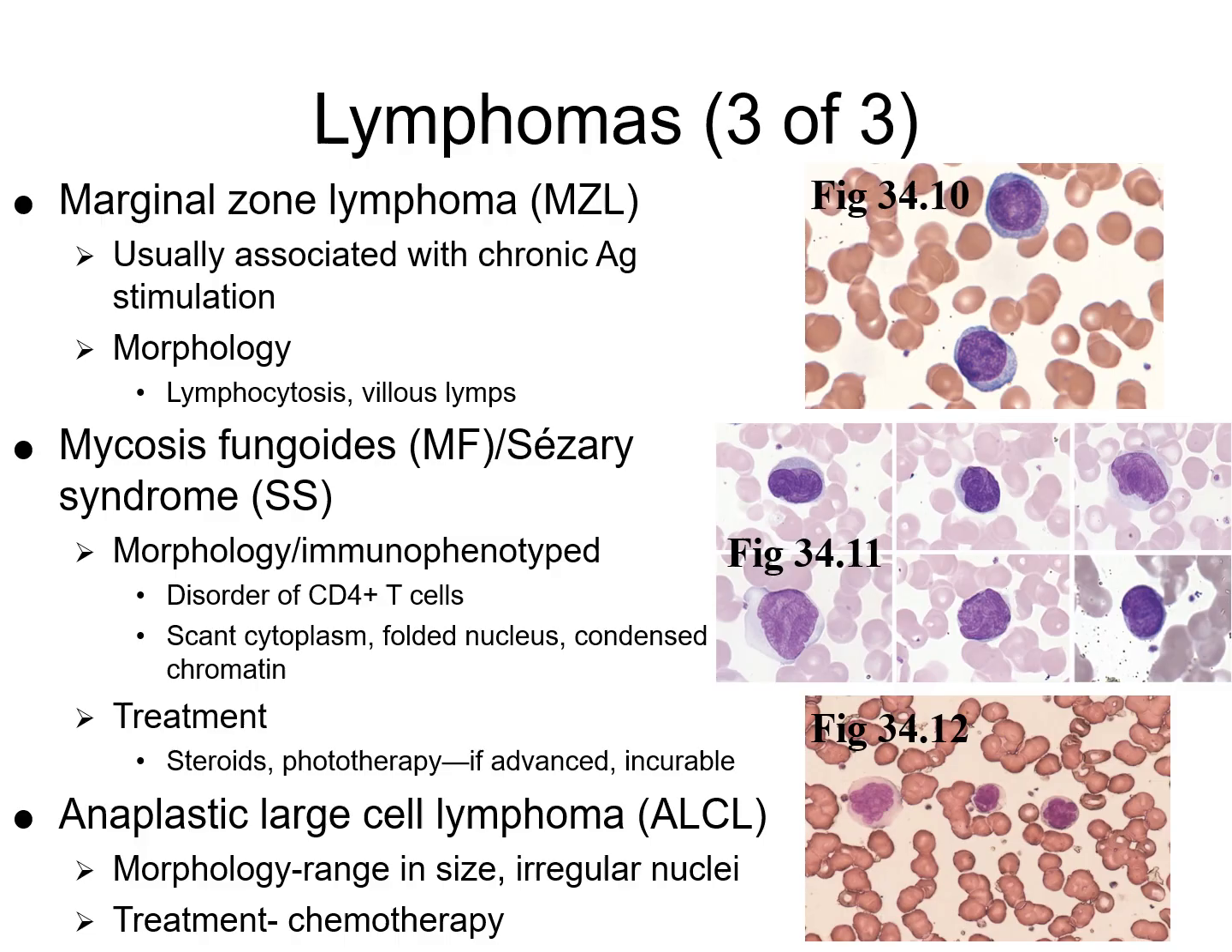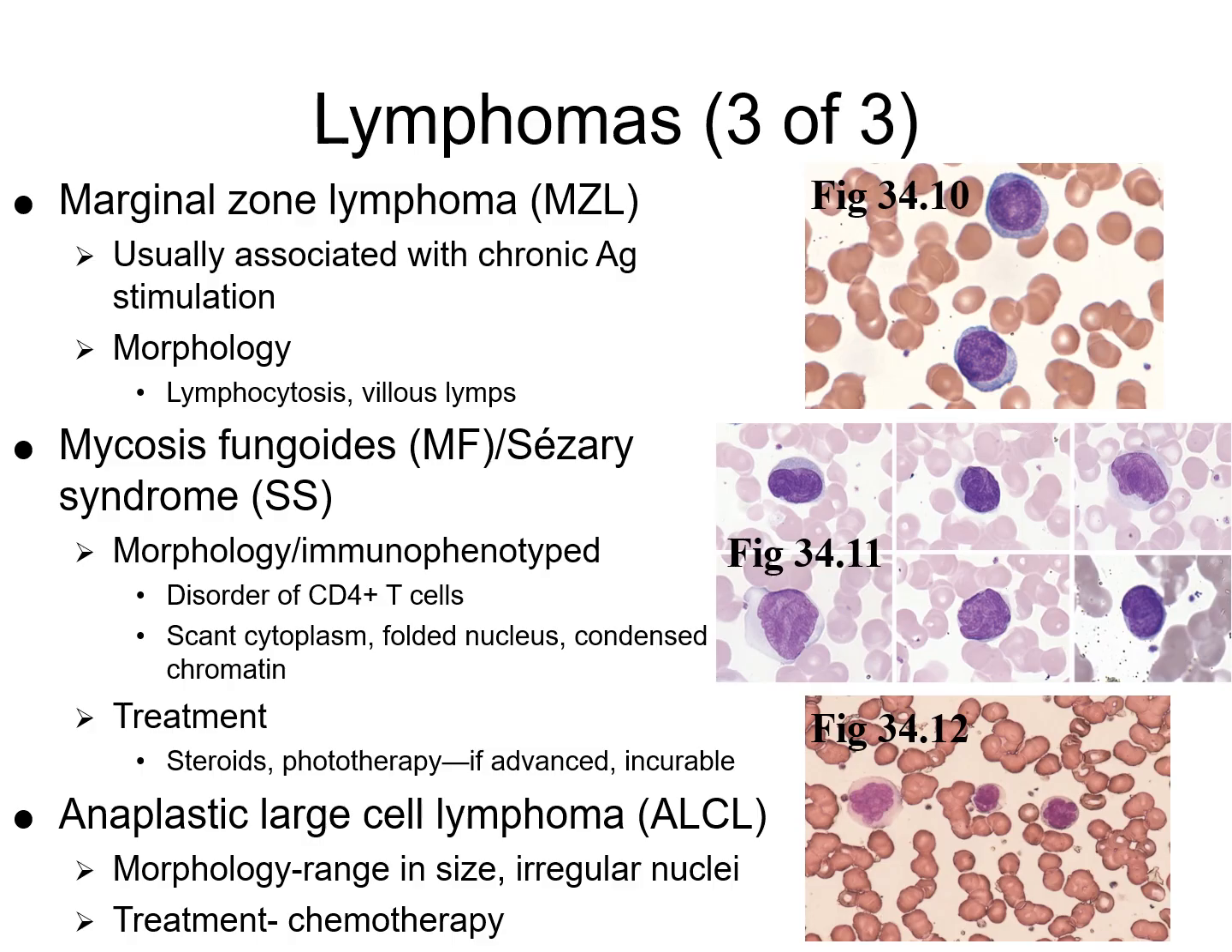Mycosis fungoides, or Sézary syndrome. This is a disorder of the CD4 T helper cells. So we have malignant cells that have scant cytoplasm, folded or cerebriform nuclei, and condensed chromatin. Sézary syndrome is a leukemic variant with circulating malignant T cells. For treatment, in early stage disease it may respond to steroids and phototherapy. In the advanced stages, it's generally incurable and may require more aggressive therapies.